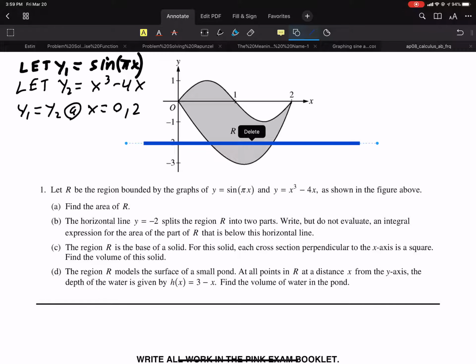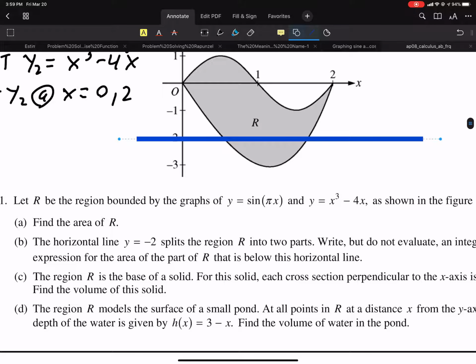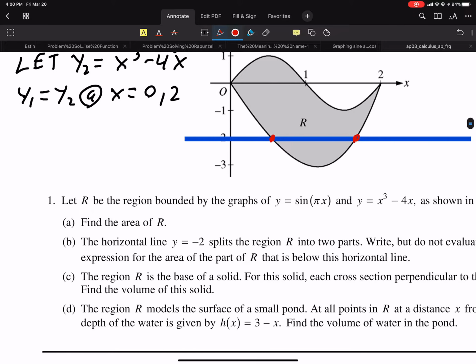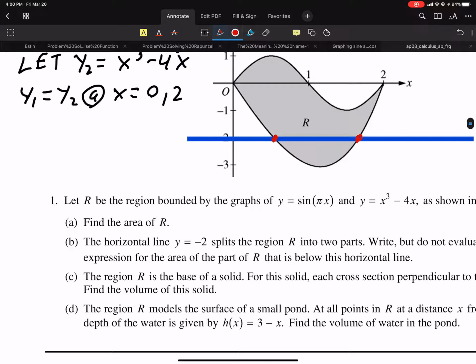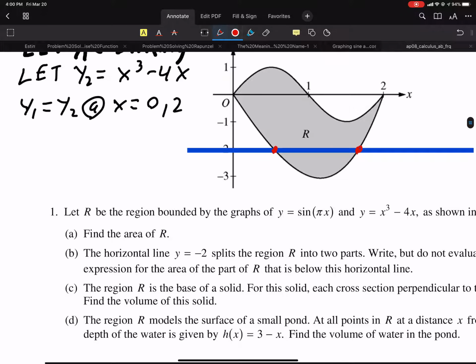Write but do not evaluate an integral expression for the area of the part of R that is below the horizontal line. Okay, that's not too bad. I think we can handle this. So first of all, we need to find those intersection points. So now we want to do this. That's going to be y2. y2 will equal -2 at.